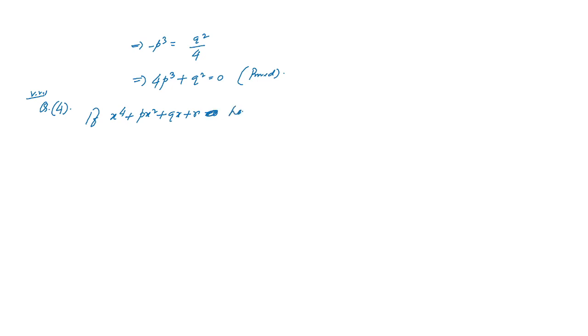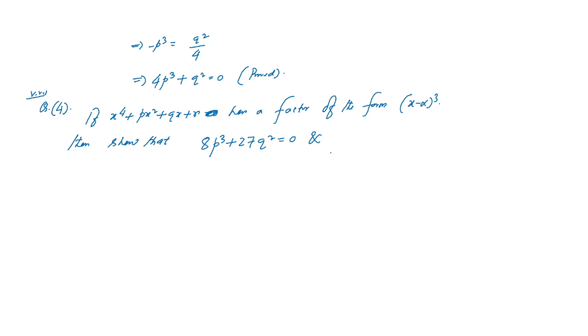Sorry, this has a factor of the form (x minus alpha) whole cube. Then show that 8p cube plus 27q square equals 0 and p square plus 12r equals 0. So now we come to the solution.